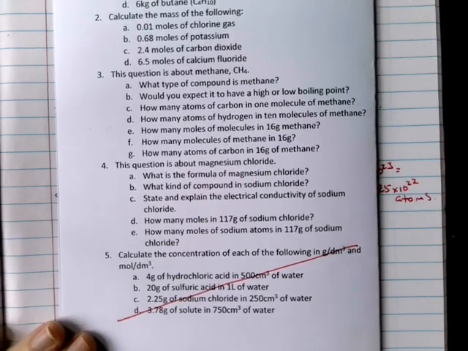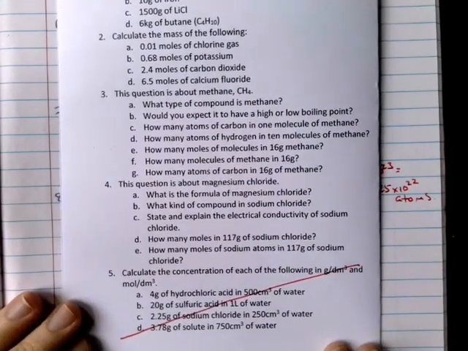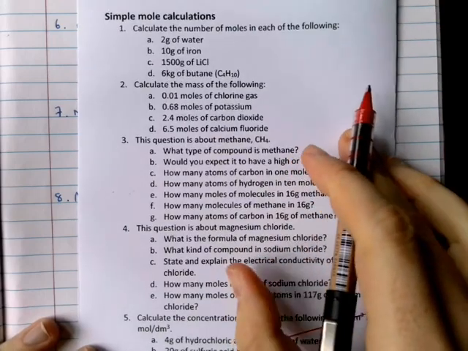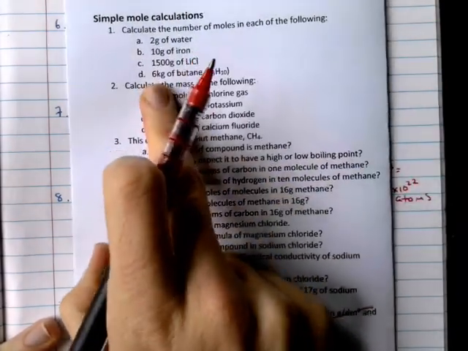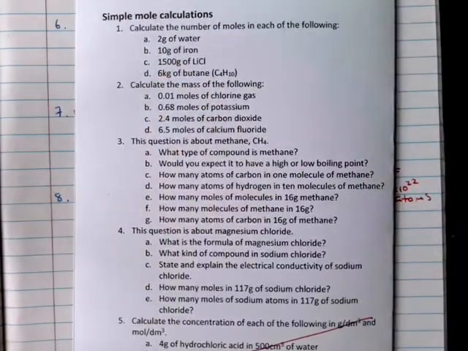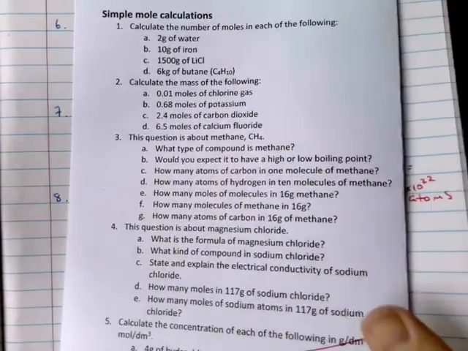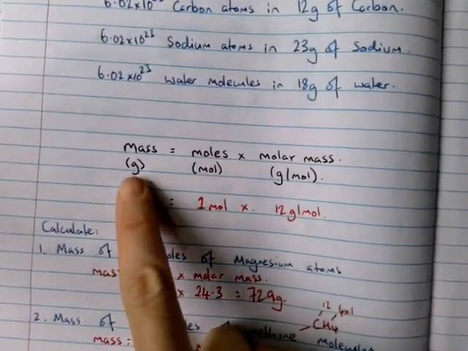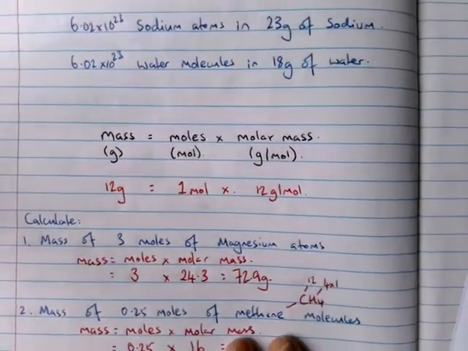When you're doing them, they're all fairly straightforward. The only one you need to look out for is this one here, where it's 6 kilograms of butane. All of these calculations, you'll have noticed, were done with the units in grams. So you'll need to convert that unit first.